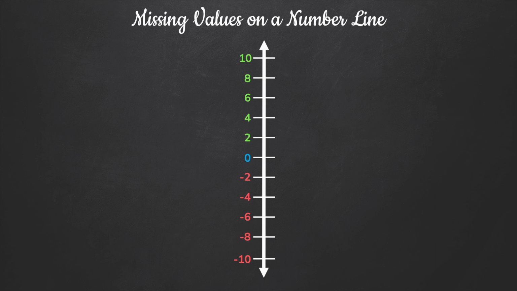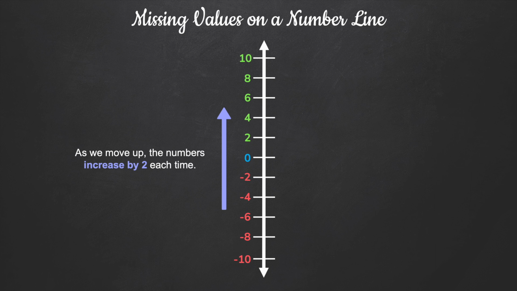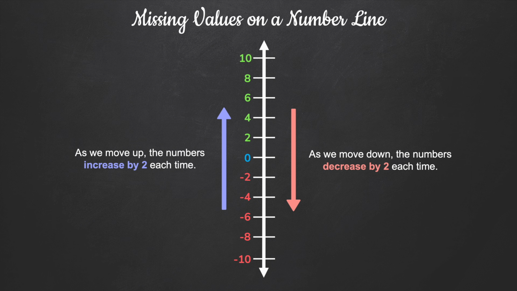Here we have a vertical number line with the same values. And as we go up, that means it's increasing by 2. But as we go down, that means we're decreasing by 2.